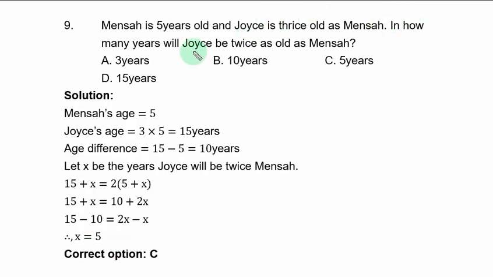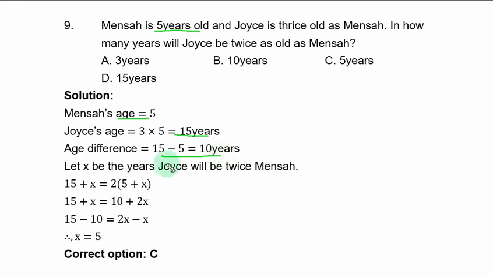Question 9. Mesa is 5 years old and Joyce is thrice as old as Mesa. In how many years' time will Joyce be twice as old as Mesa? From the question, Mesa's age is 5. Joyce's age is thrice, that is 3 times 5 equal to 15. So let's get the age difference. The age difference is 10, but I think we don't even need that. Let s be the years in the future when Joyce will be twice as old.